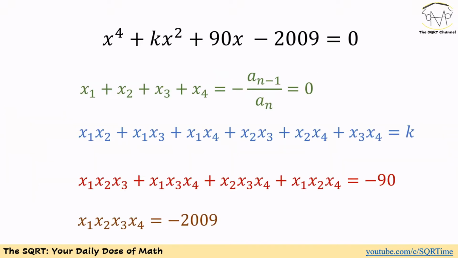Based on what we've discussed, the sum of all roots can be written as 0, the product of all roots can be written as negative 2009, the sum of products of each two roots can be written as k, and finally the sum of products of each three roots can be written as negative 90.